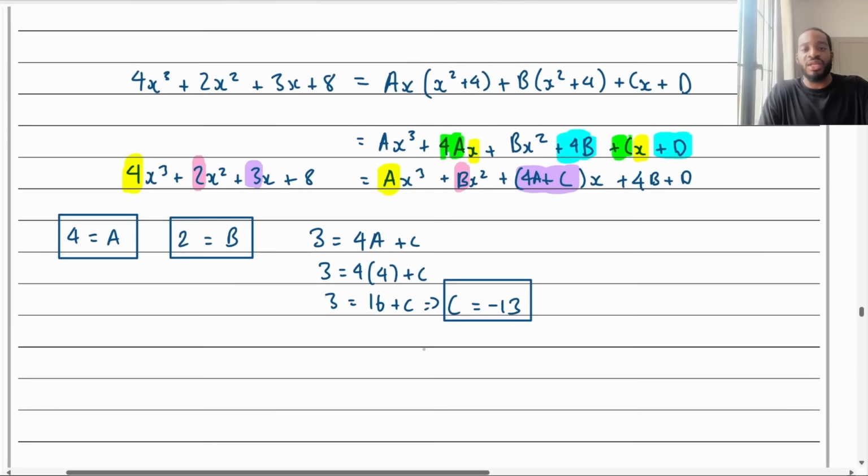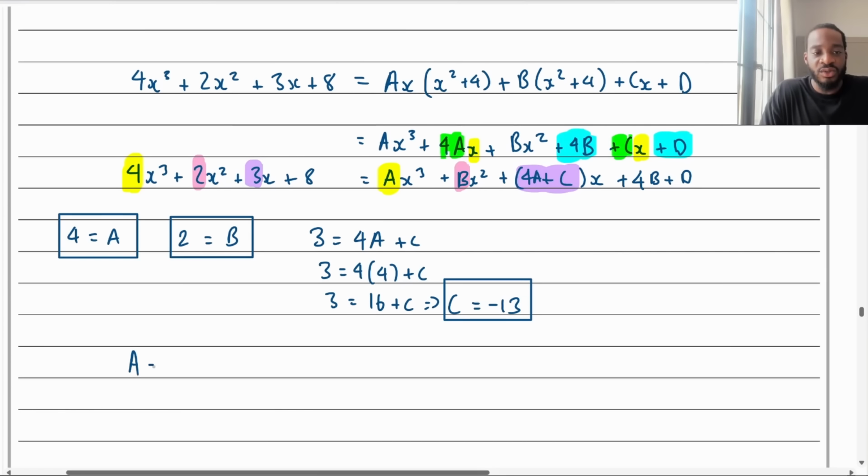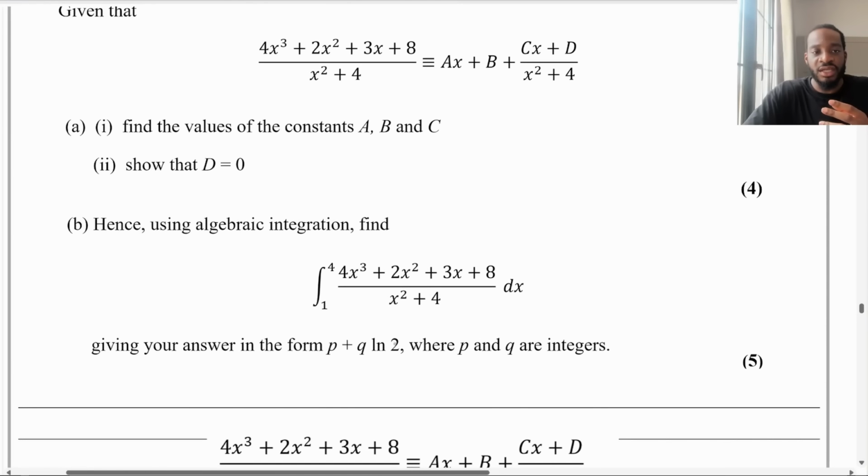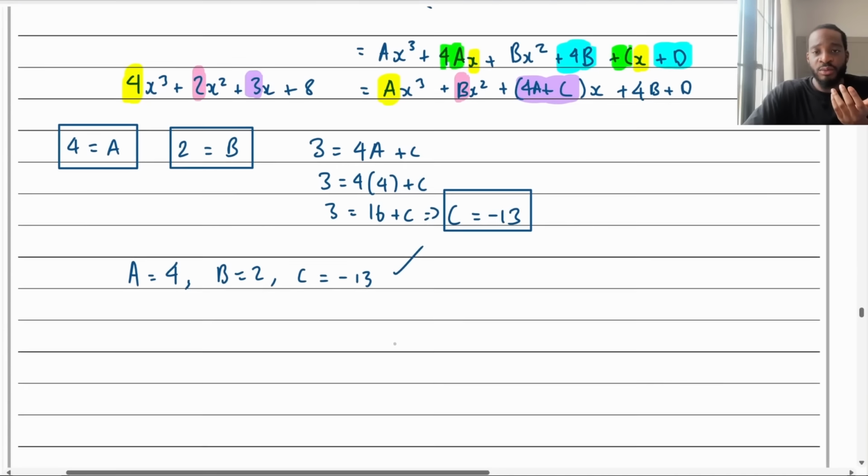Let's just write this a bit more neatly. We're going to say that a is equal to 4. We're going to say that b is equal to 2. And we're going to say that c is equal to minus 13. So that's done. And then they said that show that d is equal to 0, didn't they? For double I. So that's one mark, I'm sure.